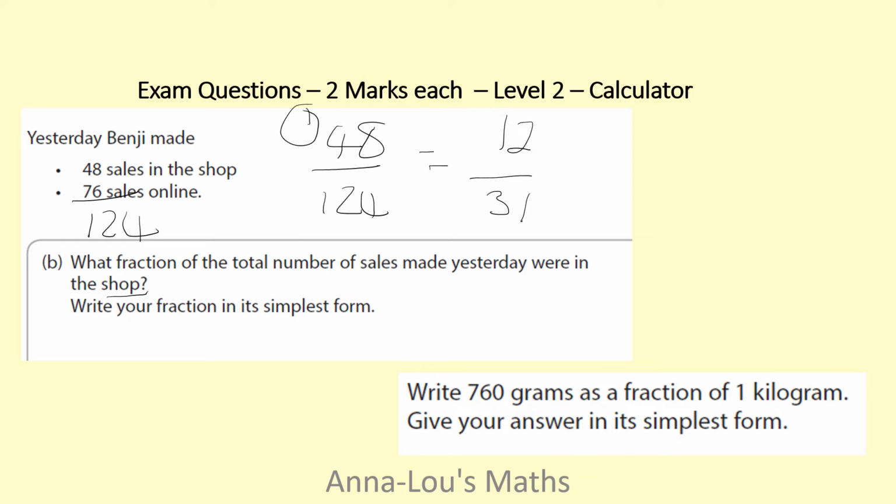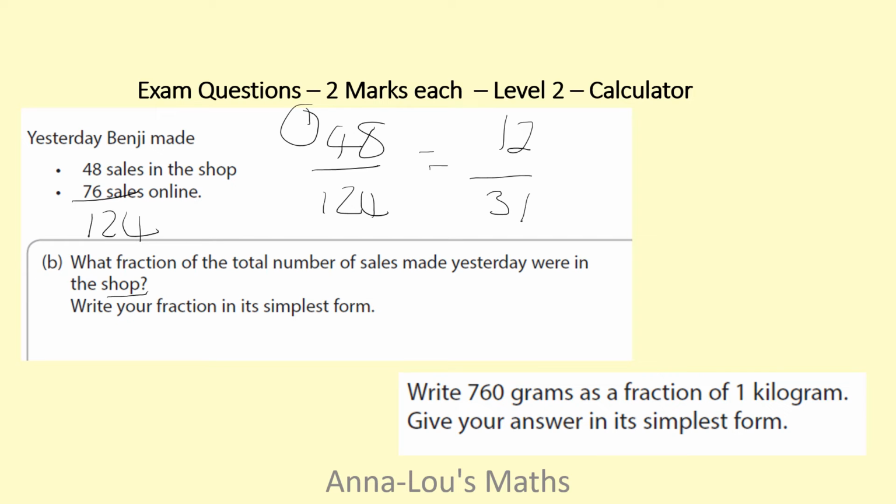If you're on a calculator paper, don't forget you have the calculator, you have a scientific calculator. The fraction button on your calculator, which looks like 2 squares with a line in the middle, if you click on that and you type 48 over 124 and then press equals, your calculator will simplify this for you. So don't worry about it when you're on a calculator paper.